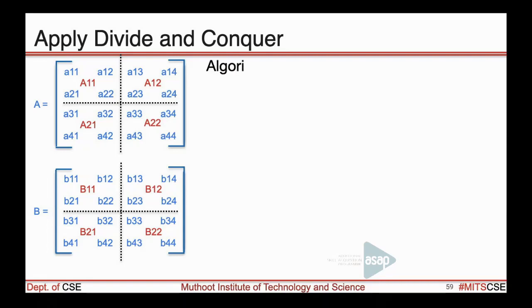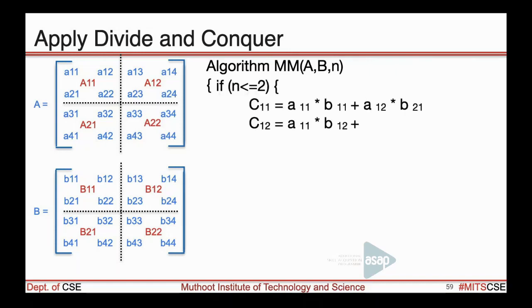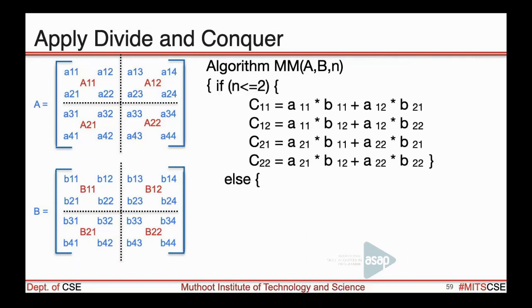So now what should I do? Now I am going to write an algorithm for matrix multiplication. Let A and B be the matrices and n be the size. If n is less than or equal to 2, there are only 2 elements, a 2 by 2 matrix, and I know what to do. I simply multiply using the formula that we have studied. Else, I should divide the matrix to make it small.